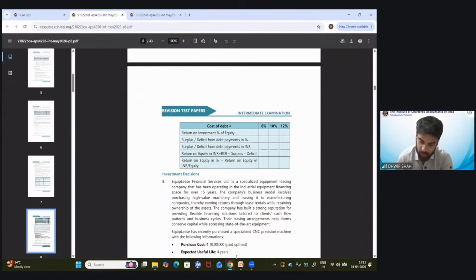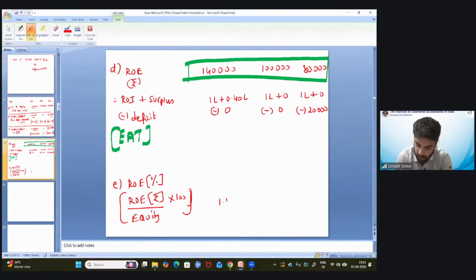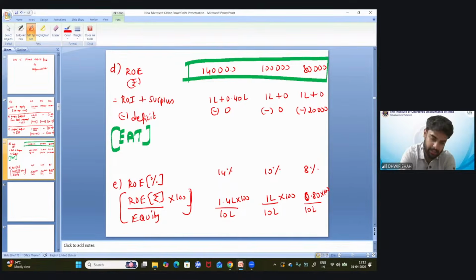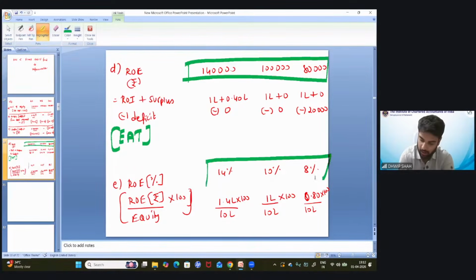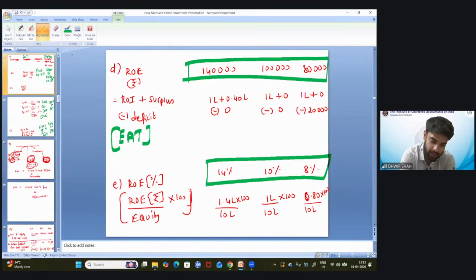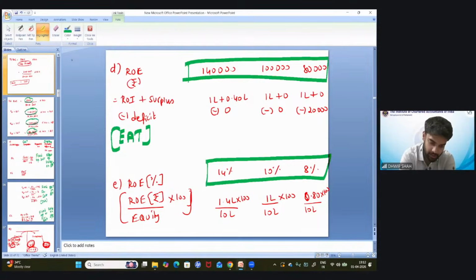Followed? So यहाँ पे it is 1.4 lakh divided by 10 lakh, 1 lakh divided by 10 lakh into 100 करेंगे तो परसेंटेज में आ जाएगा, 0.8 lakh divided by 10 lakh into 100. So 14%, 10%, 8%. So this should match with our ROE, with our ROE.